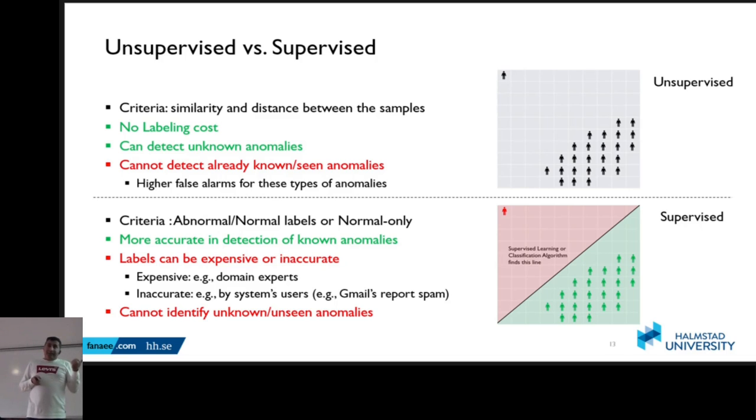But labels can be expensive or inaccurate. For instance, if we ask domain experts to label the data, it can be very costly. Also, like Google, for instance, if we put it on the shoulders of users to make labels, like Google's report spam, this also can be inaccurate, because I can be a crazy guy that marks every email as spam. This provides noise into the data. And they also cannot identify unknown anomalies.